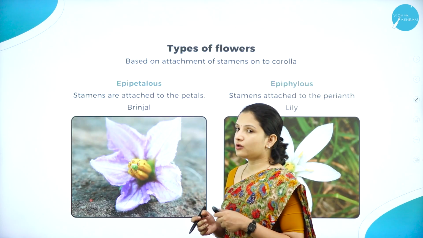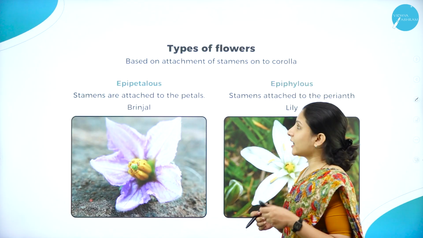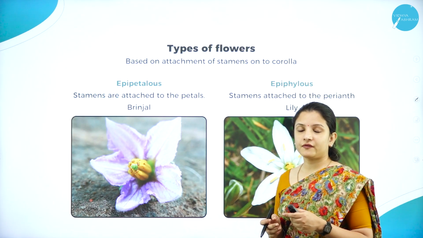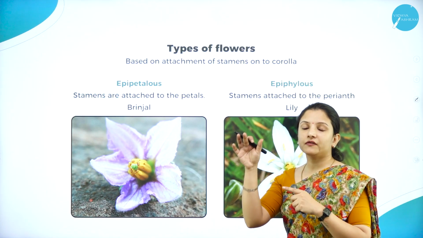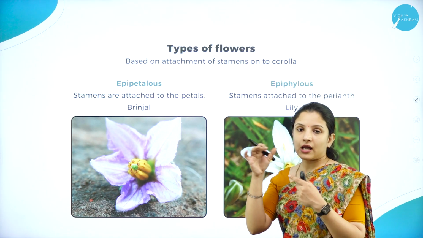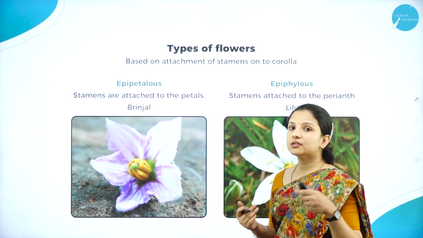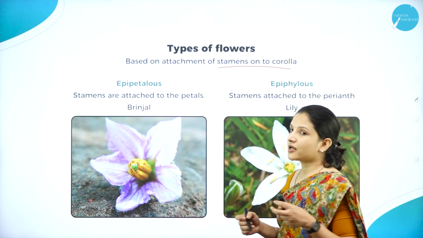So next, moving on to the types of flowers based on the attachment of the stamen. How are the stamens attached to the flower? Through the filament, right? Because the filament forms a connectivity between the anther and the thalamus. So based on how the stamens are attached, or how they are attached to the corolla.